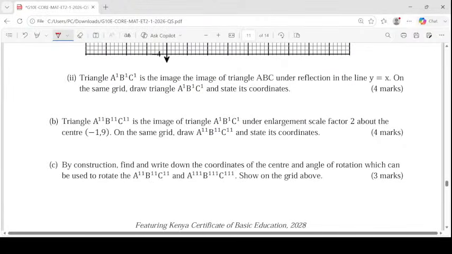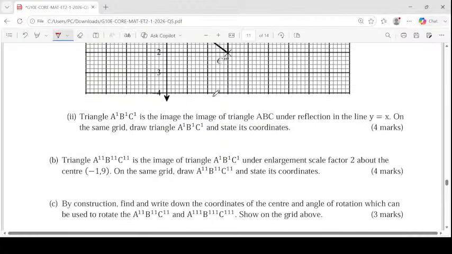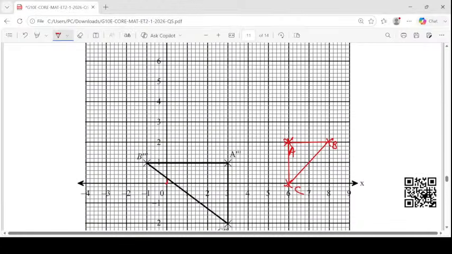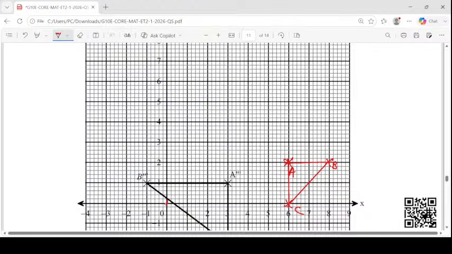Roman 2, the triangle A prime, B prime, C prime is the image of ABC under reflection in the line y is equal to x. On the same grid, draw the triangle A prime, B prime, C prime and state the coordinates of the image. When you are told the line y is equal to x, this is the line y is equal to x. Let me have the line drawn.